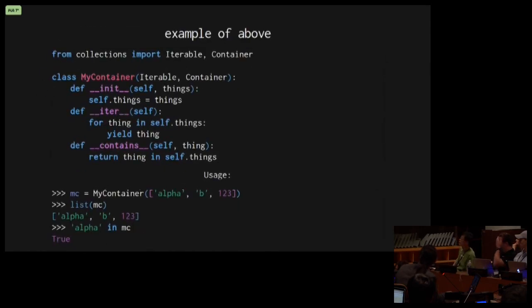There we go. Here's the example. All right, iterable and container. We are reusing code from the standard library. To use these abstract base classes, the abstract base class Iterable and the abstract base class Container, all we do is inherit from them, and they require that we implement a dunder iter and a dunder contains. Iterable requires a dunder iter, Container requires the dunder contains.